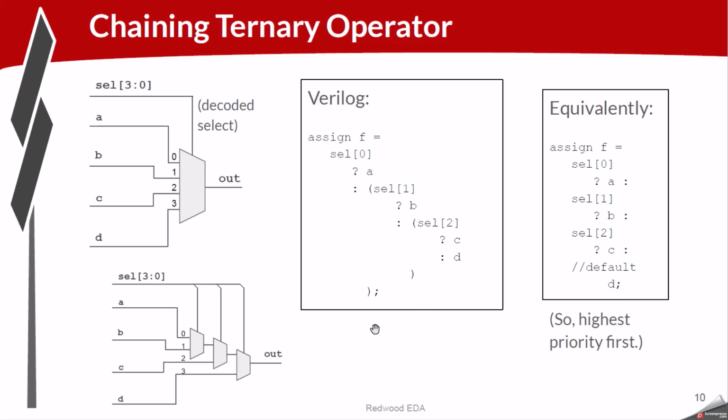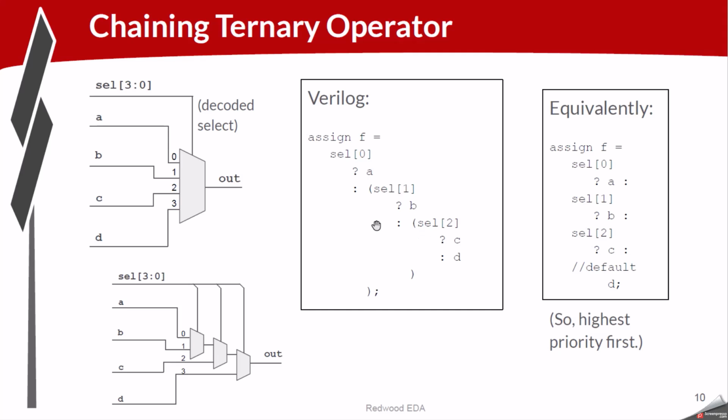Okay, so we can express this lower circuit in Verilog by chaining the ternary operators together. So I guess our select on the right side would be select 0 as I've coded it here. So if we select, oh, and actually these don't match up. So I've actually chained my muxes backwards here.